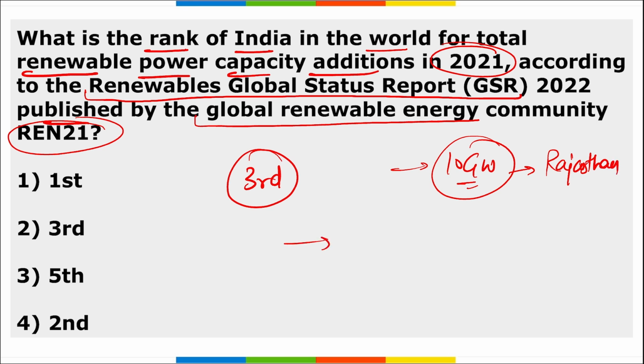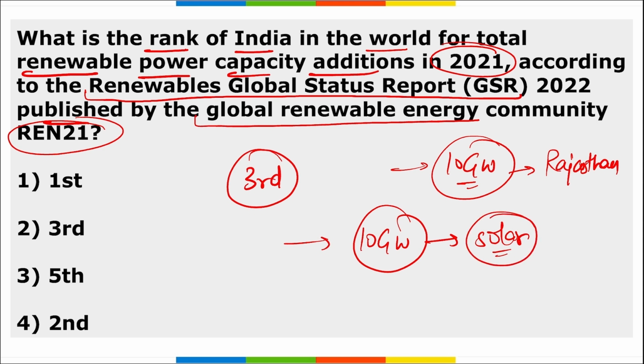Another thing, what amount of renewable energy was included in the total energy generated by India? So remember, a total of 10 gigawatt of solar renewable energy was included in the total generation capacity of India. Coming back, what was the rank of India? India stood at third position. Also remember, this global status report is the 17th edition of the annual reports that has been recently released by the Global Renewable Energy Committee, that is REN 21.